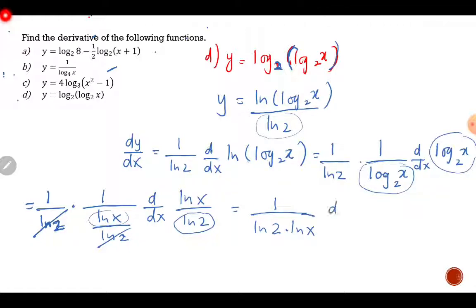So what you left is d/dx of ln x. And differentiate ln x as usual, you get 1 over x. So multiply with the remaining thing that was outside earlier. Ln 2 times ln x. Differentiate x, you get 1, no problem. You don't even need to write it. So that is the final answer.